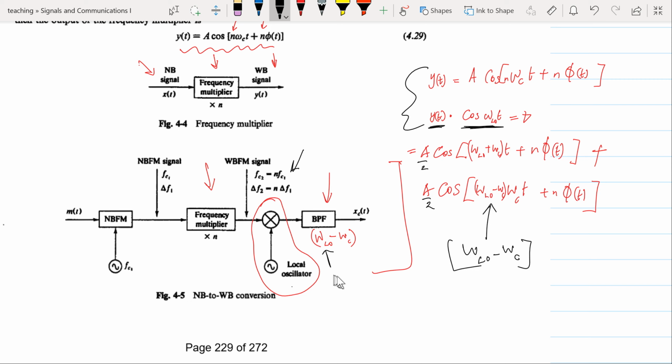Therefore, this one is acceptable in comparison to the omega C that was multiplied with n that we had earlier. I think here it should have included n. So when you subtract omega LO minus n omega C, it is going to reduce the high frequency component from abnormally high to a relatively lower frequency component.